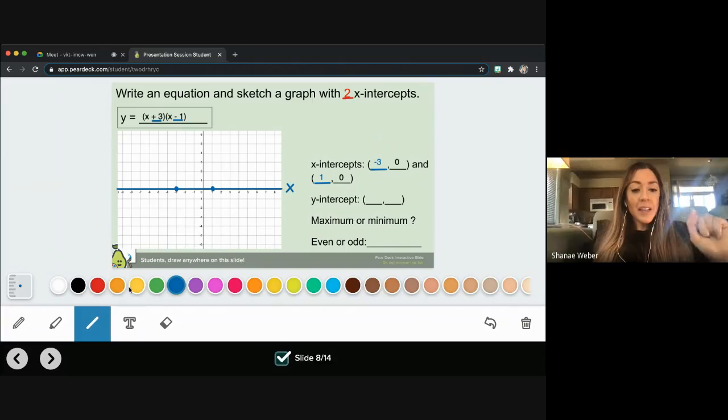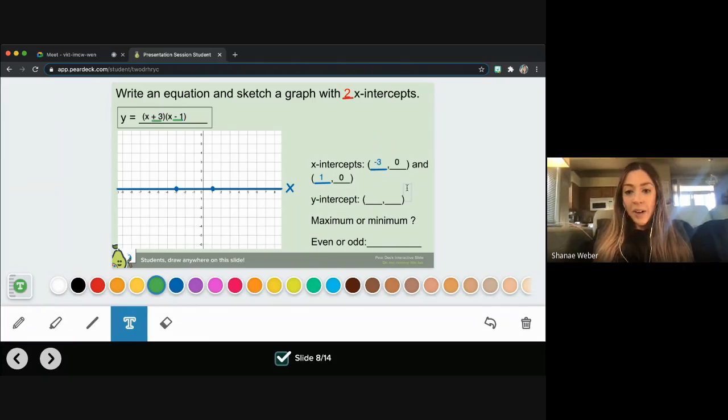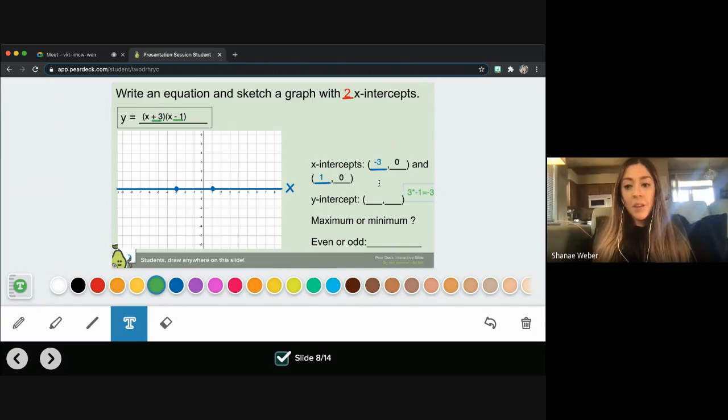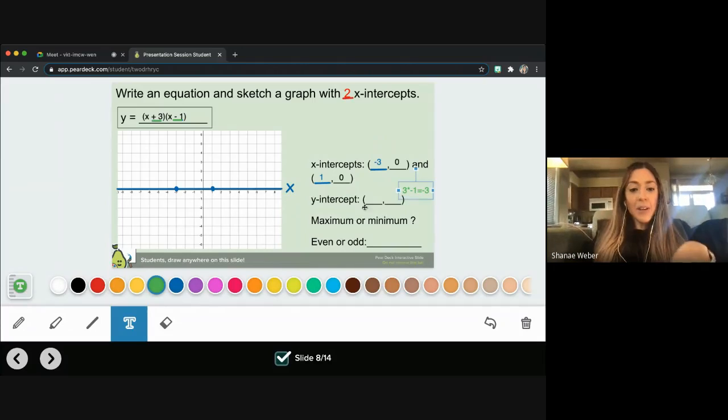Now I'm going to take those two numbers, this 3 and this -1, and I'm going to multiply them together to find my y-intercept. So over here I have 3 times -1 equals -3. So that means -3 is my y-intercept. So my y-intercept is at 0, -3.